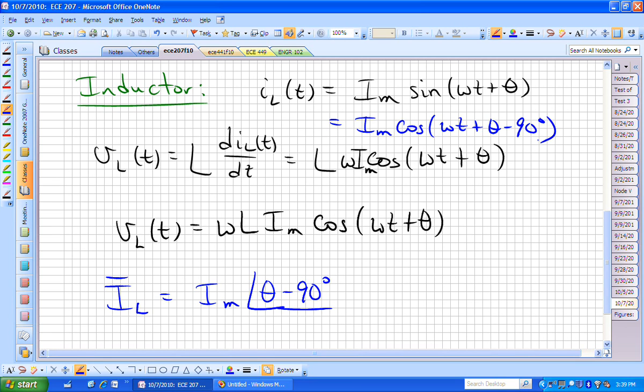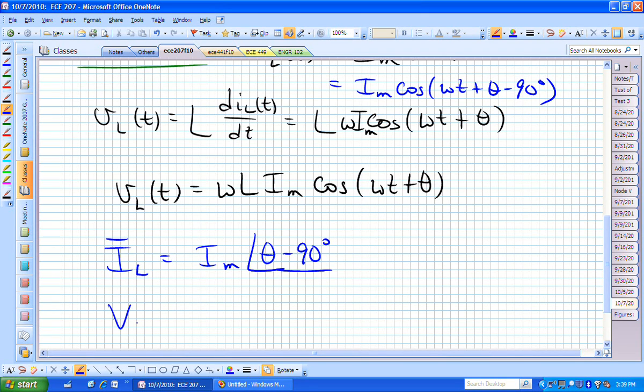Question? Did you say that I sub m is the magnitude of the inductor? No, I hope I didn't. The question was I sub m. I sub m is the magnitude or the amplitude of the sine wave of the current going through the inductor. That's I sub m. I hope I didn't say something other than that. The amplitude of the voltage waveform across the inductor is omega L I sub m. And we can now use that to find the voltage phasor, which is omega L I sub m. Its angle is theta.